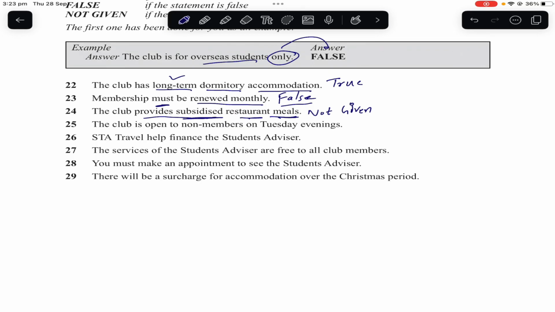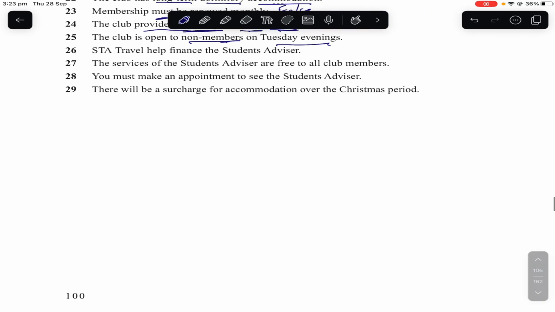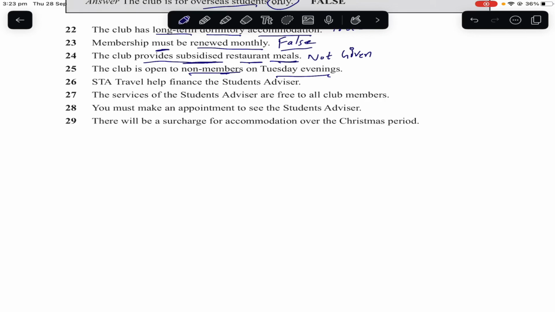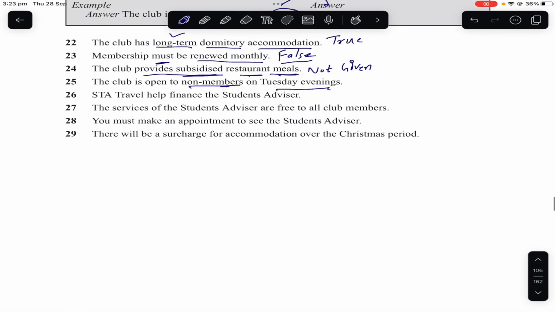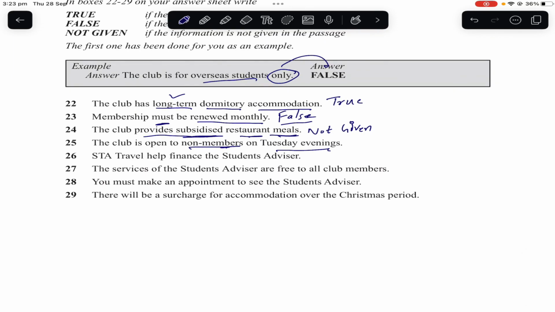Next, question number 25. The club is open to non-members on Tuesday evenings. Now this is where you can refer. When I read out the paragraph, I remember reading something about Tuesday evenings. So what they're asking is whether the club is open to non-members. Let's see if it's open or not. The best way to check out all we have on offer is to drop in any Tuesday evening between 7:15 and 8:34. They've even highlighted the words open house. Here you need to know the meaning of open house to crack this answer. Open house means it's open to anyone. Even if you are a member, even if you are not a member, it's open for everyone. That means it's open to non-members on Tuesday evenings. It's true. So I'll write down the word true.